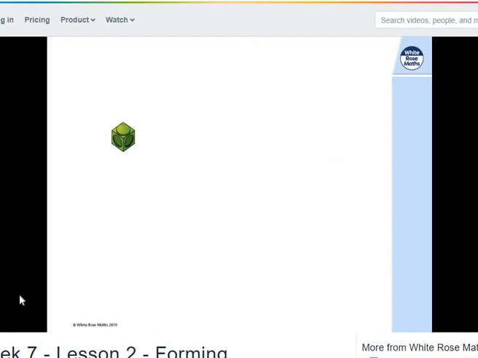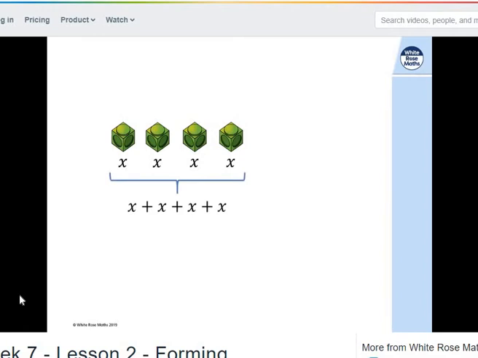Now then, we've got a cube here, like a multilink cube. And we could call it a Y, we could call it an A, but we're going to call it an X. So we've got one X here. We had another cube. Now we have 2 X's. We might get another cube. Now we've got 3 X's. Now we have 4. We could write that as X plus X plus X plus X. But we can write that as 4X. Notice the 4 comes before the X. 4 lots of X.